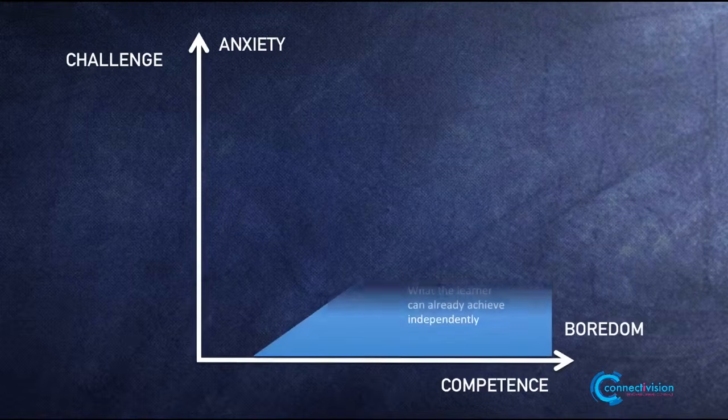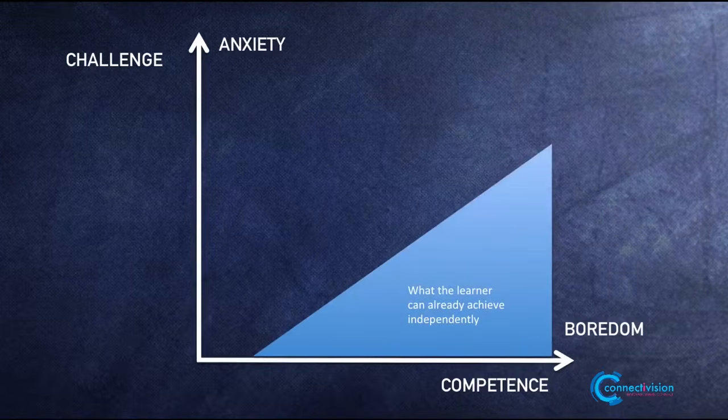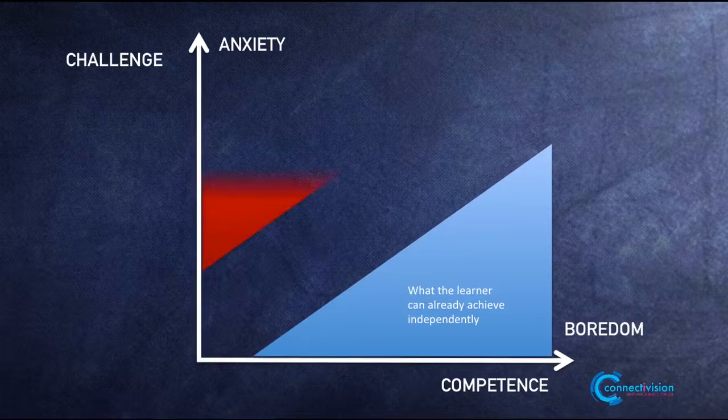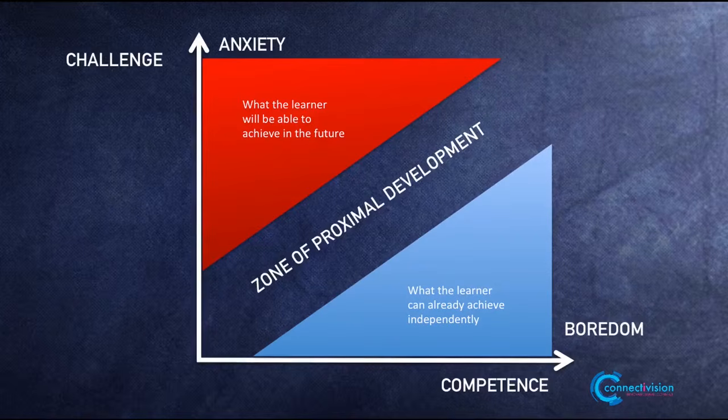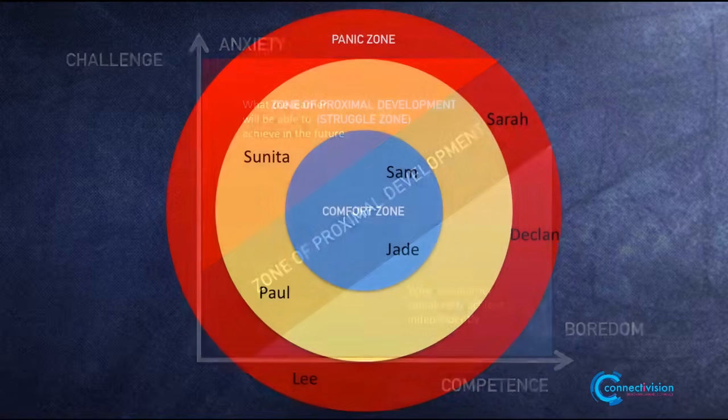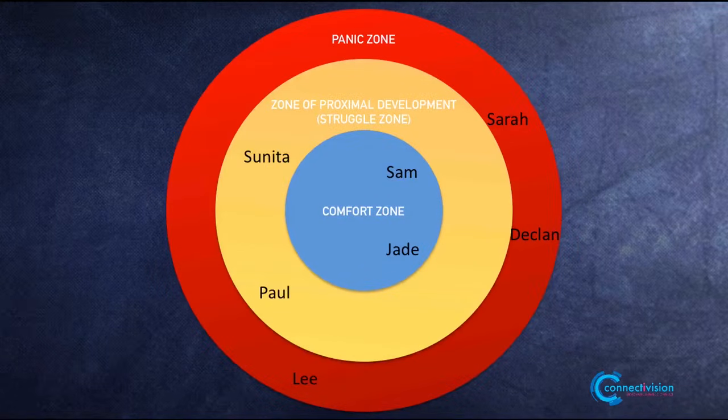The zone of proximal development is the area between what the learner can already achieve independently and what they will be able to achieve independently in the future. The zone of proximal development is what the learner will be able to achieve with some support, guidance and scaffolding. The thing to remember is, what might be challenging for one learner could really be quite easy for another.